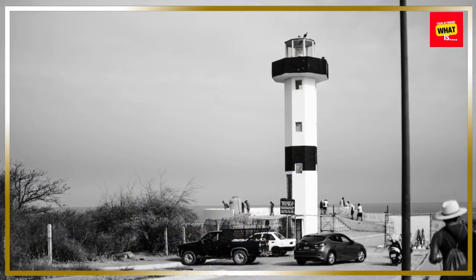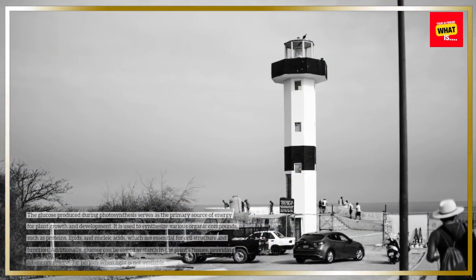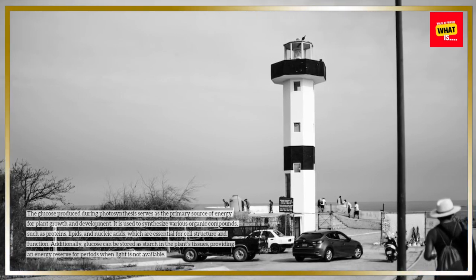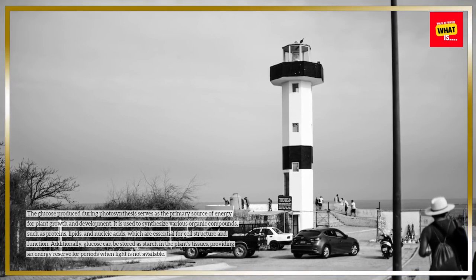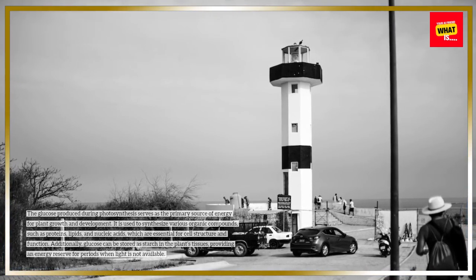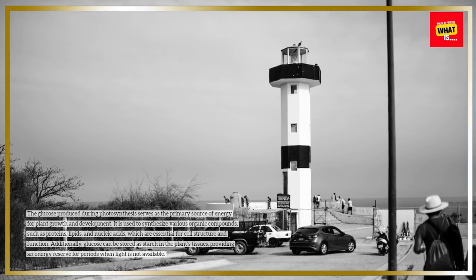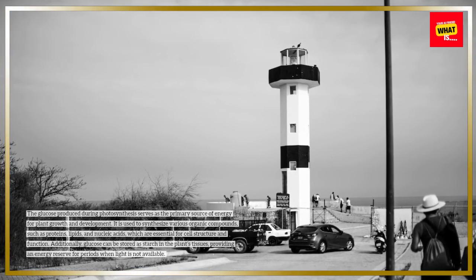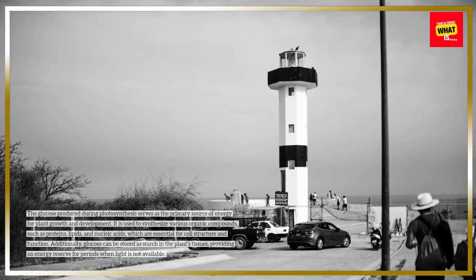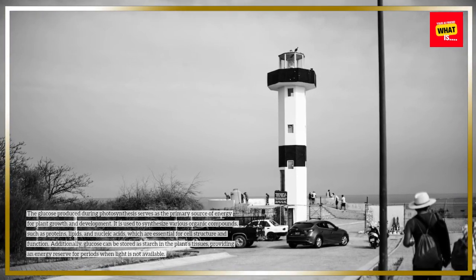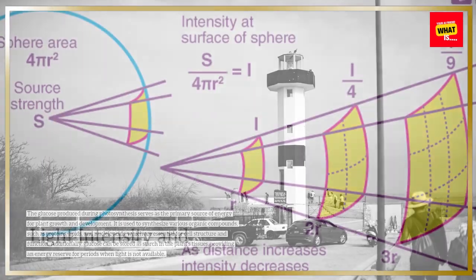Photosynthesis and plant growth. The glucose produced during photosynthesis serves as the primary source of energy for plant growth and development. It is used to synthesize various organic compounds, such as proteins, lipids, and nucleic acids, which are essential for cell structure and function. Additionally, glucose can be stored as starch in the plant's tissues, providing an energy reserve for periods when light is not available.